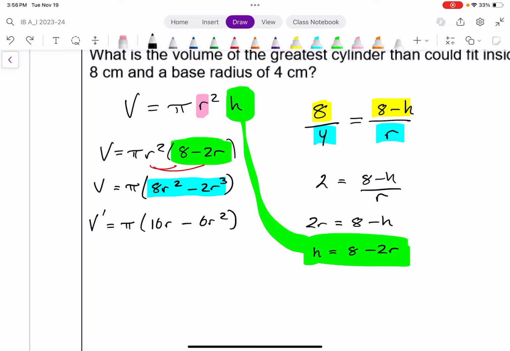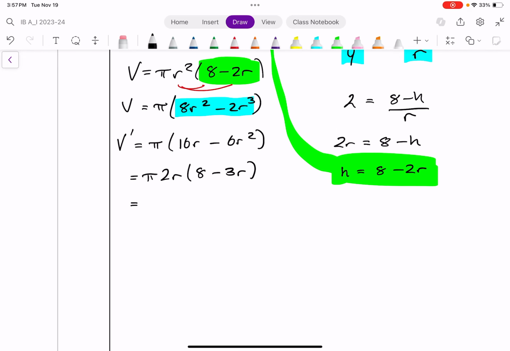If I take out a factor of 2r from here, I get pi times 2r, and then I get just 8 minus 3r right here. Or I can write 2 pi r, I'll be a little more conventional. Keep in mind, this is my derivative right now. And so if I want to make my derivative equal 0, I could actually see my solutions.